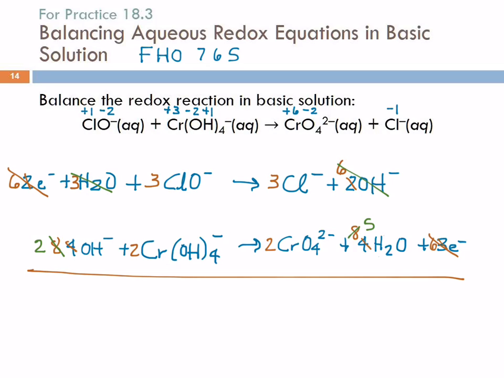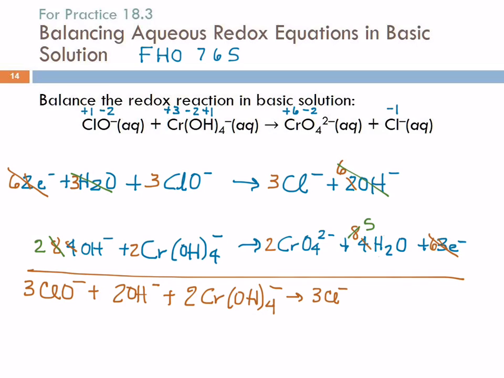So now I'm going to add these up. And I'm going to get 3 ClO- plus 2 hydroxides plus 2 Cr(OH)4-. That's going to give me 3 Cl- plus 2 CrO4 2- plus 5 H2O.